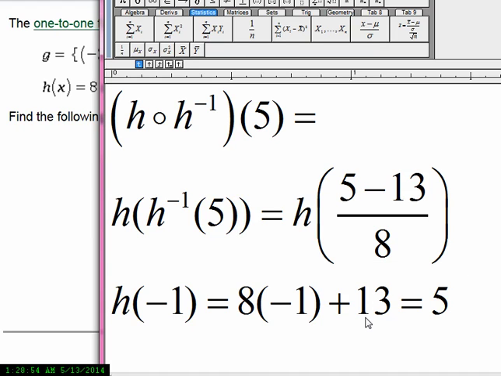So I hope this video was helpful, and these are the steps for solving problems on inverses.